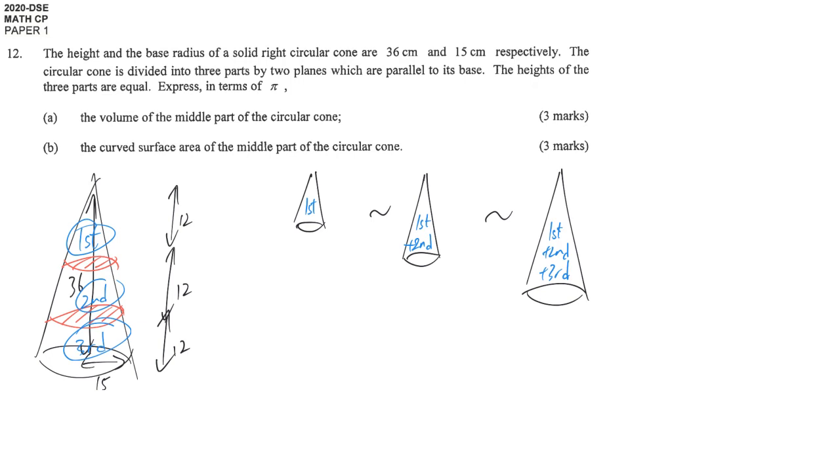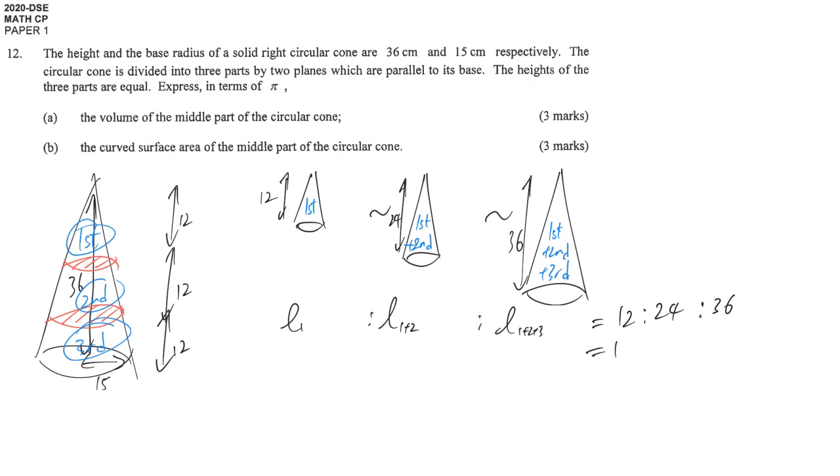One thing very important is we know that this one is 12, the height here is 24, and the height here is 36. So we know the length ratio. This is L1, because we are talking about the first part, to L 1 plus 2, to L 1 plus 2 plus 3, all together is equal to 12 to 24 to 36. In short, that means 1 to 2 to 3, with all regions divided by 12.